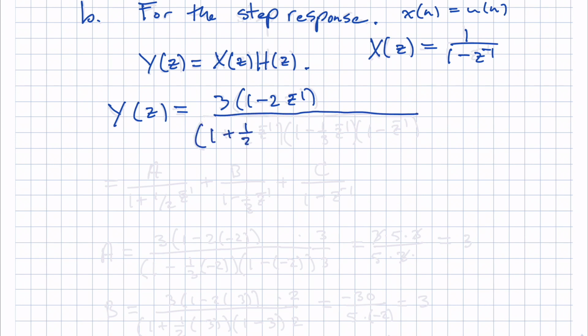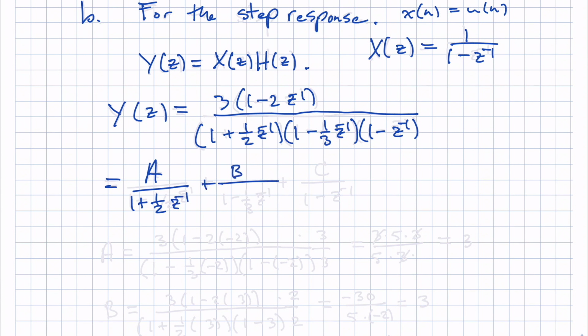All right, so at this point we can write down y of z. We take the original h of z and multiply that by x of z. When we do the partial fraction expansion, this expands to a over the first pole term plus b over the second pole term plus c over the term that came from the unit step input.